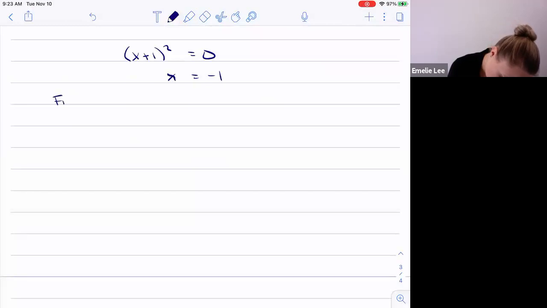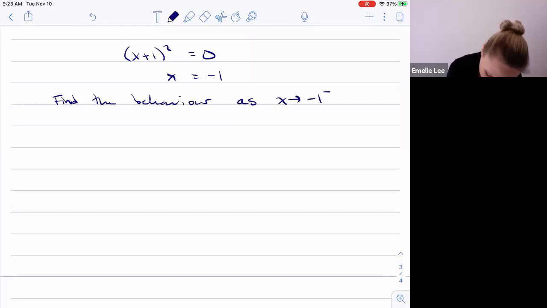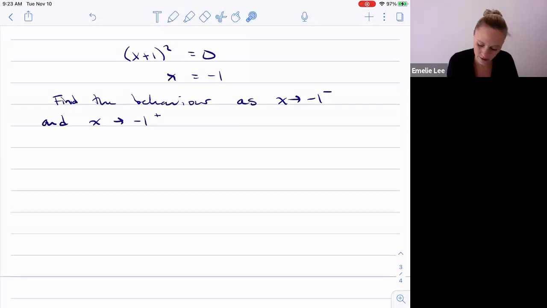So now find the behavior as x goes to negative 1 from the left and as x goes to negative 1 from the right. Remember this notation that we use, so a little superscript. A superscript of negative means going from the left, positive from the right, right? So we're approaching negative 1 from the left and from the right.